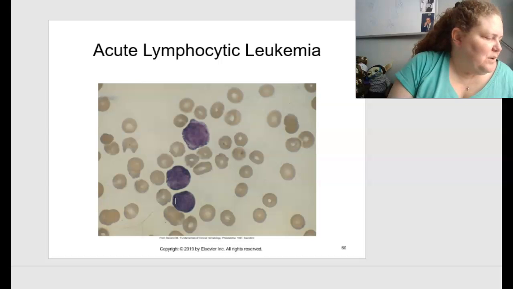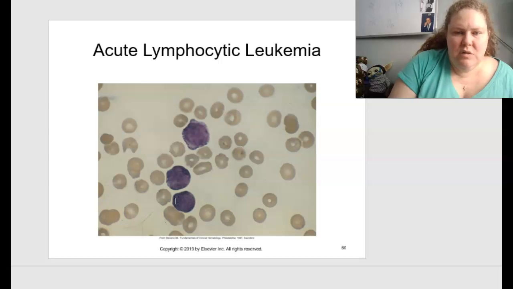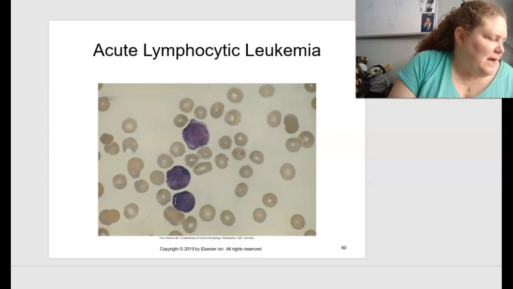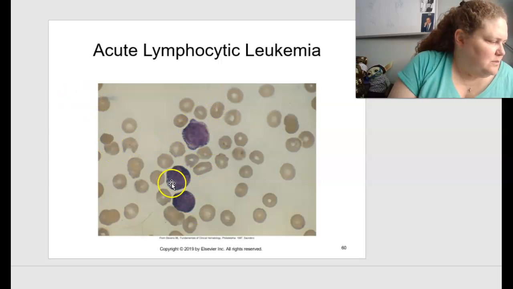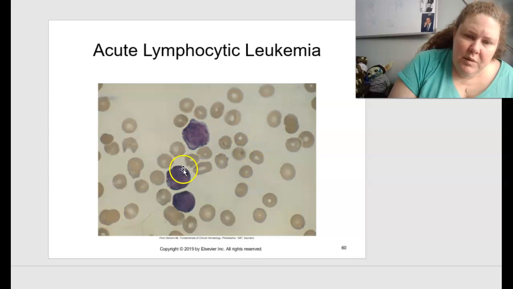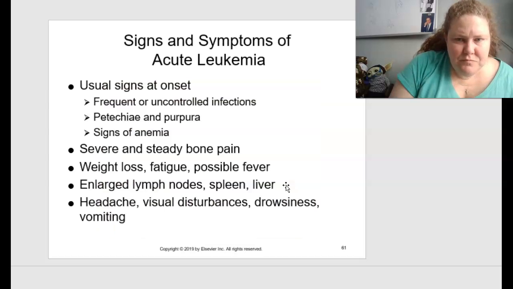This is an example of a blood smear of ALL, which is acute lymphocytic leukemia, and this is on page 209. And you can see the blood cells here as well as the purple guys. And so these are common in young children, and the blood smear is going to show the smaller lymphocytes and normocytic anemia. So the purple guys are the lymphocytes, and the little red donuts are the red blood cells.